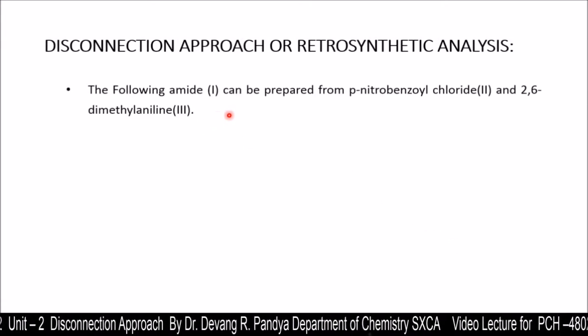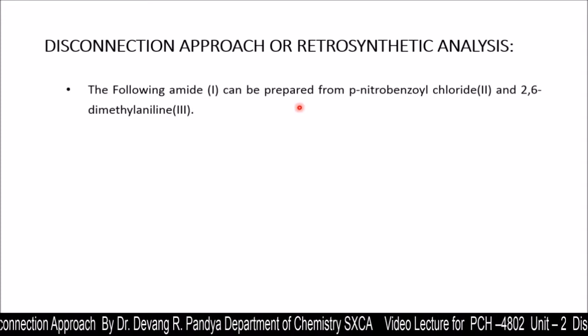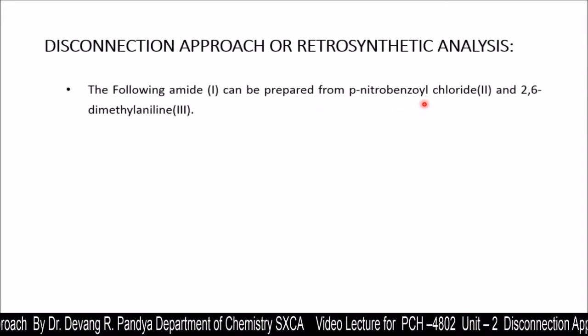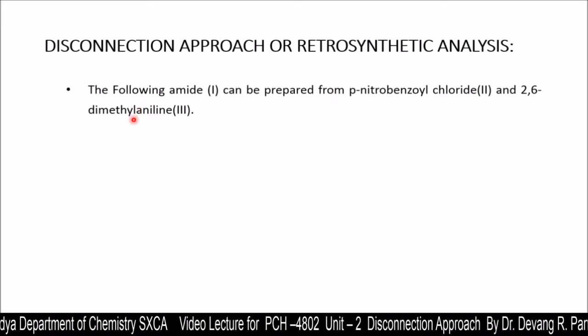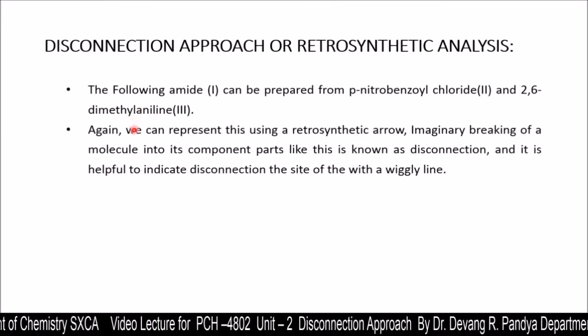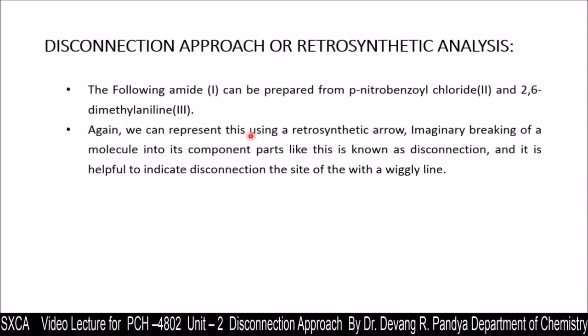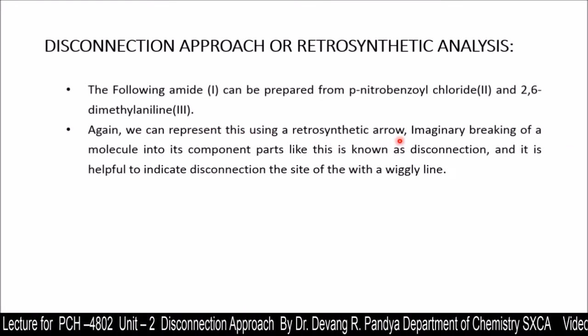Now the following amide, that is structure 1, can be prepared from para-nitrobenzyl chloride, that is structure 2, and 2,6-dimethylaniline, that is structure 3. Again, we can represent this using a retrosynthetic arrow.